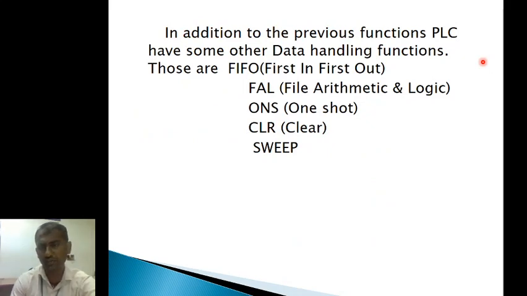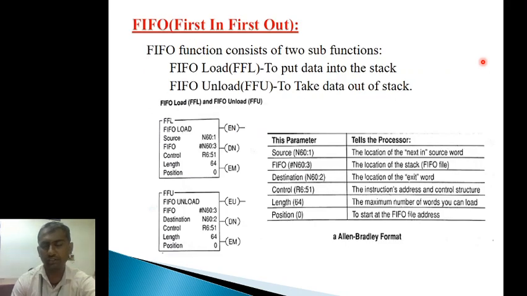Those are nothing but FIFO, first input first output, FAL, file arithmetic and logic, ONS, one shot function, CLR, clear function, and sweep function. So that one is the FIFO function, that means first input and first output. First input and first output means we want to put data in or take data out of a stack. For that, in our PLC we have two blocks.